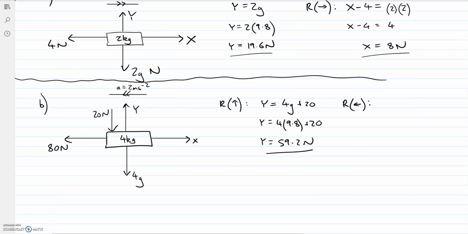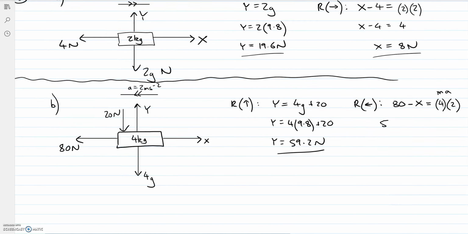So we've got 80 newtons acting towards the left. The x is acting towards the right, so minus x, it's in the opposite direction, that's our minus sign. So we know that that must be equal to the mass times the acceleration. I wouldn't always write ma here, I'm just doing it to help to start with. And the mass is 4, and the acceleration in that direction is 2. So 80 minus x is 8, and then rearrange this, we get x is 72 newtons.